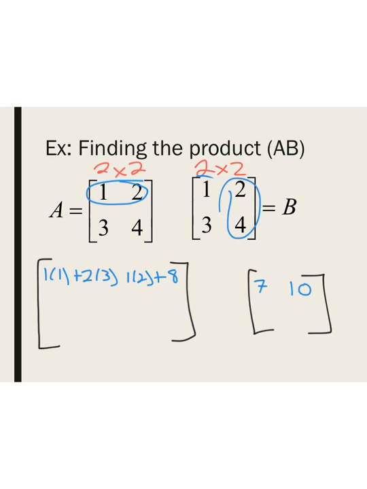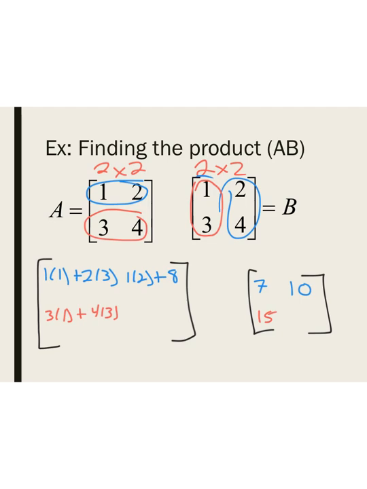So I'm going to go ahead and multiply my second row of A times my first column in B. Again, we're going to take our first element in the row and multiply by the first element in our column. So I get 3 times 1, and then I'm going to add to that my second element in my row times my second element in my column. So plus 4 times 3, and it ends up being 12 plus 3, which is 15.